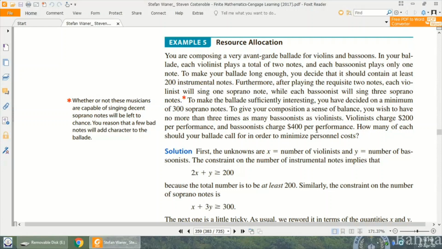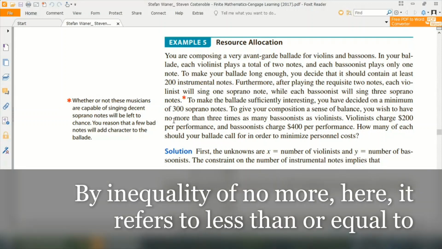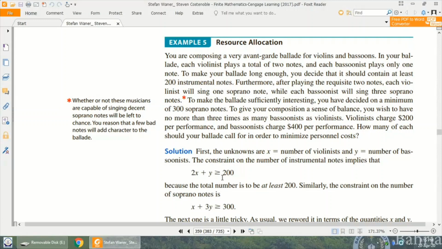To give your composition a sense of balance, you wish to have no more than 3 times. Whenever you meet a statement that says no more than 3 times, first of all you already know that it's an inequality, because it is no more than for one and it can be no less than the other. So one variable is going to be expressed initially in terms of the other variable. They have assumed x as the number of violinists and y as the number of bassoonists. If one is no more than the other, that means that one is less than the other. A violinist is x and bassoonists are y, so 3 times y is 3y.